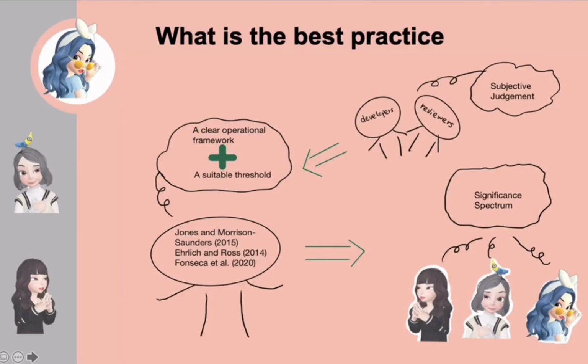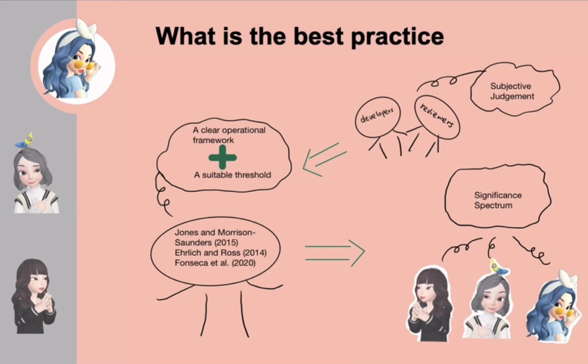First, I'm going to talk about what the best practice is. Determining significance is often influenced by subjective judgment. Much literature shows that a clear framework and a suitable threshold could reduce subjectivity and increase transparency of determination. The significance spectrum from Alex and Rose combines a clear framework with the threshold in determining significance. Therefore, best practice on significance determination may be using the significance spectrum.